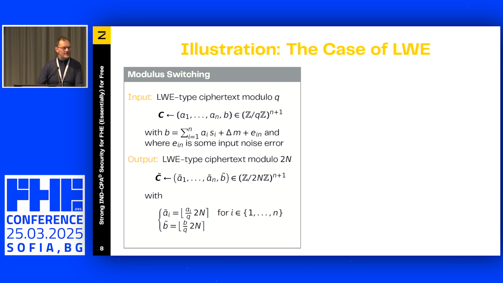So let's take an example. This is the basic LWE encryption. A ciphertext is just a series of a_i, random values mod Q, and the body b. You use those mask values and the secret key s_i to mask the message m. And you see that there is also some input noise e_in. Modulus switching means that you have to reduce that ciphertext mod, let's say, 2n. So what you do is rescale all those a_i and the body b. You divide by Q, multiply by 2n, and then you round.